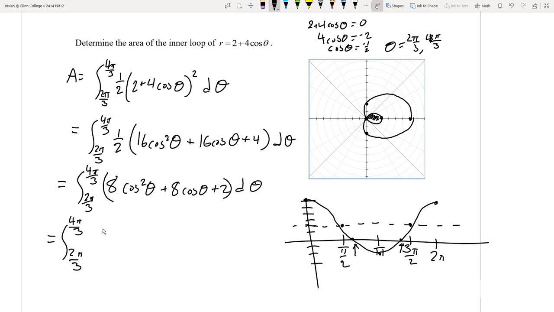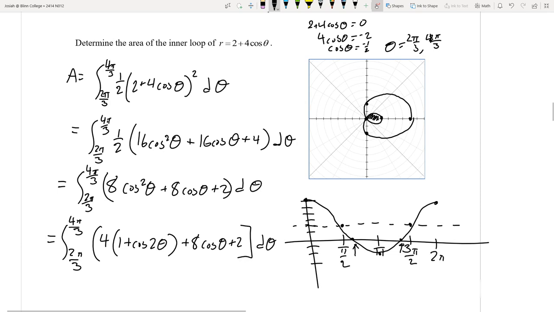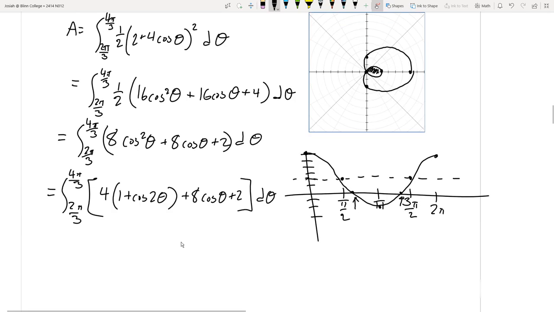Or we'll have the 1/2, so this will end up being 4. And then we've got 1 plus cosine of 2 theta now. And really, I should be switching to brackets. All right, so there we go. I'll go ahead and multiply this 4 in. 2 pi thirds to 4 pi thirds.